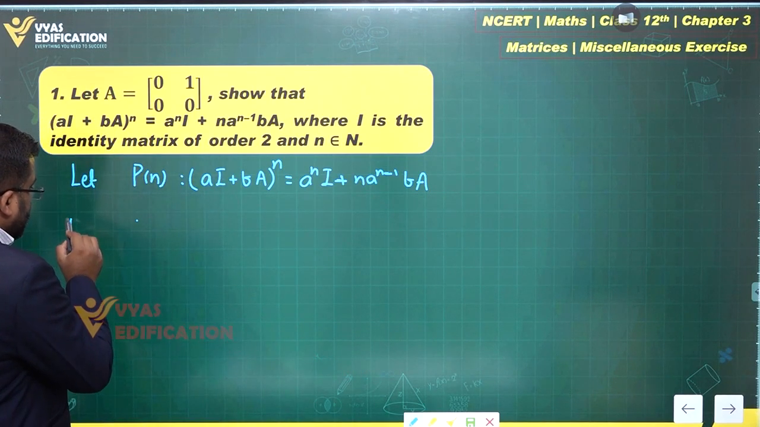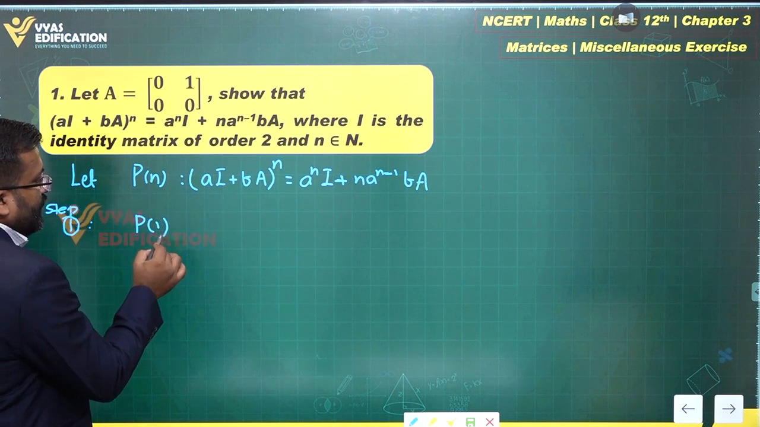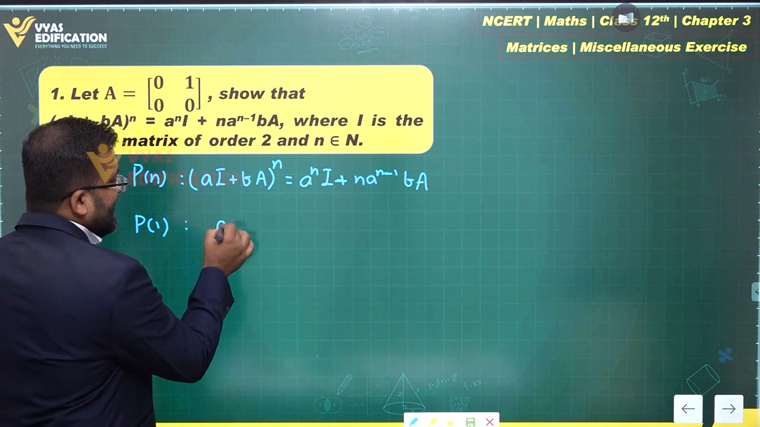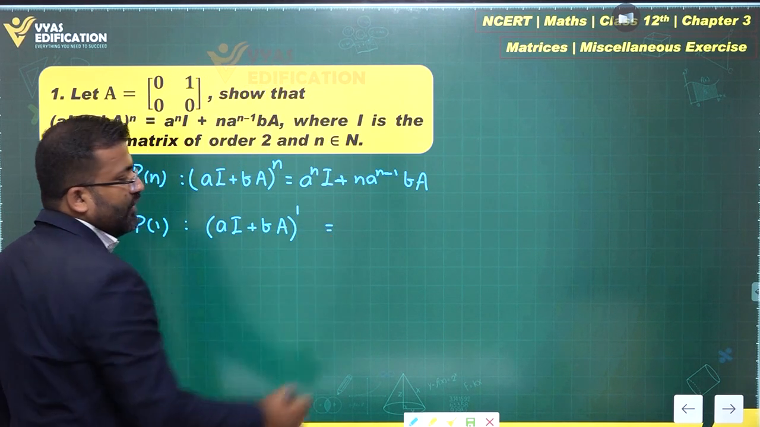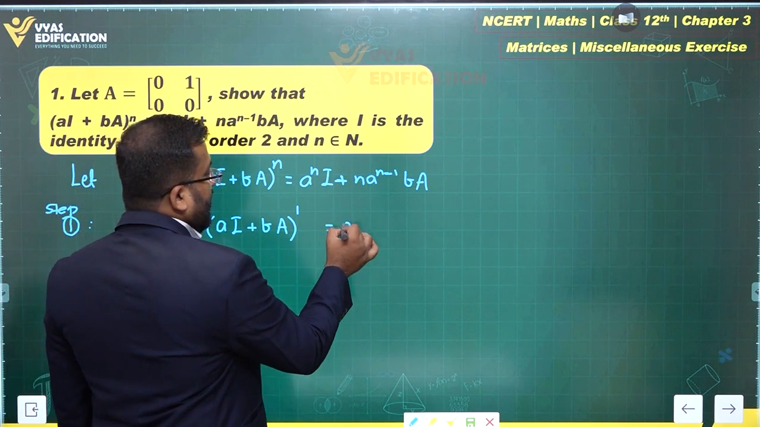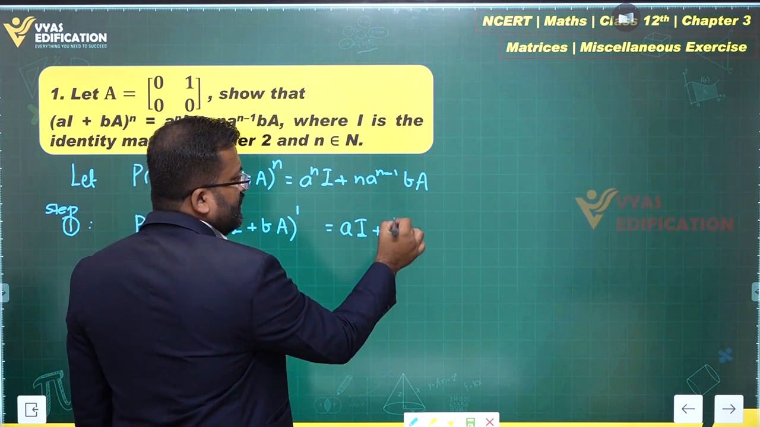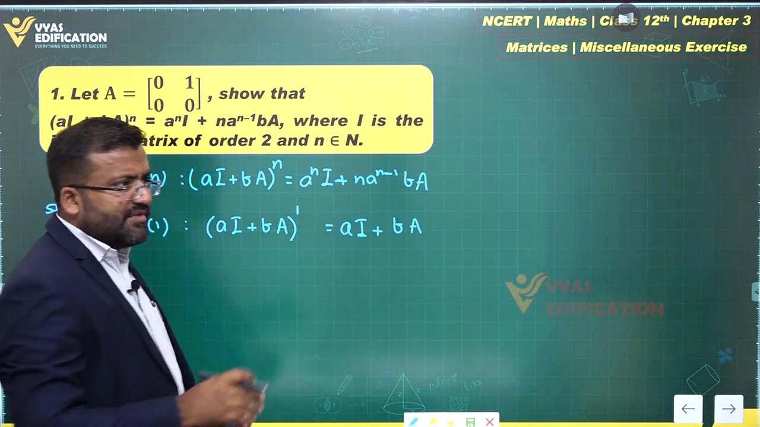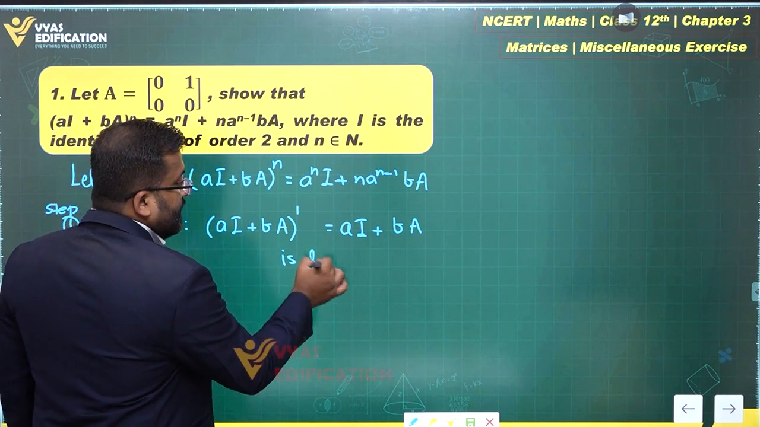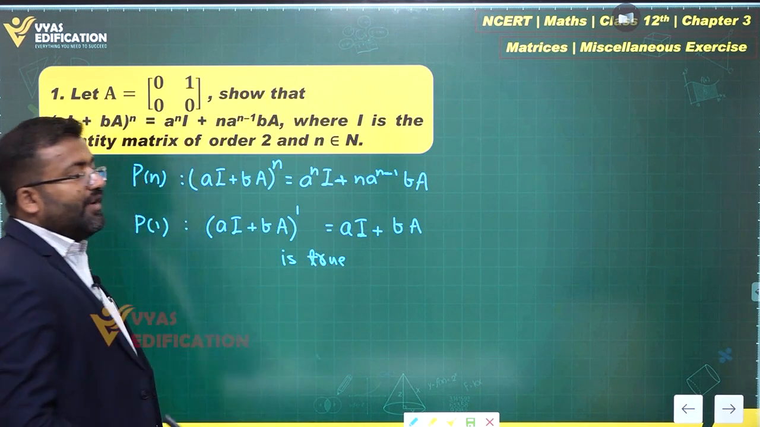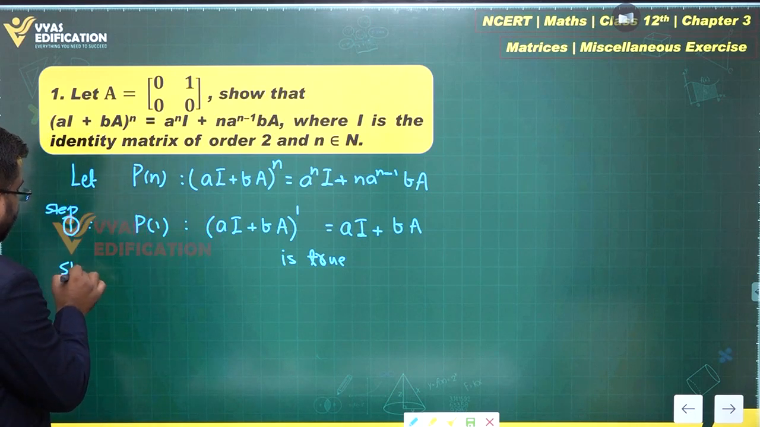Okay. So the first step involved over here is step number 1. What is that? P1. What does P1 say? P1 says that this is AI plus BA power 1, which is equal to what? Can you observe that A power 1 times I plus 1 is gone, A power 0 is gone, this is BA. And can you observe that AI plus BA power 1 is equal to AI plus BA? P1 is true. So what we note over here is that P1 is true. Okay. That's the first step. What's the next step?